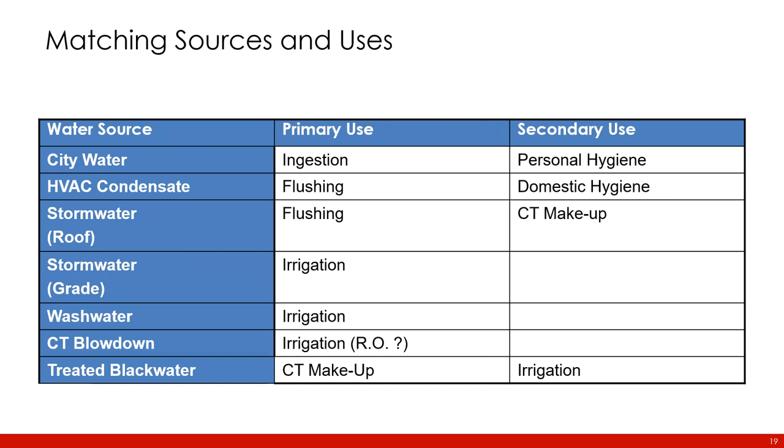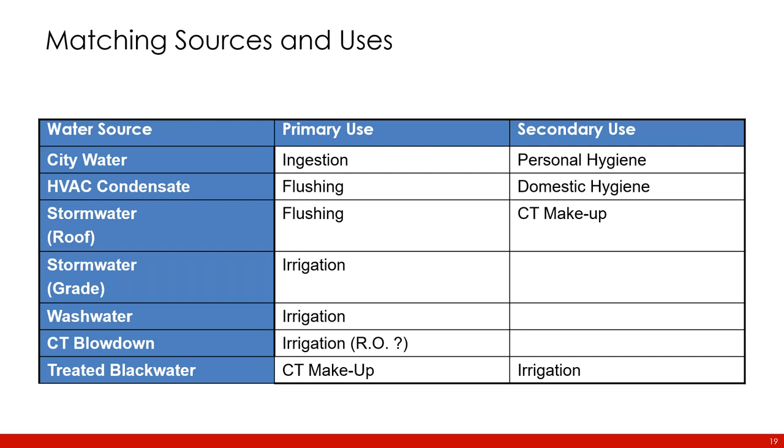So if we look at matching our sources and end uses, city water, we can drink it, we can use it to wash our face, our hands, our bodies. HVAC condensate, we can use it to flush toilets. We can also use it for domestic hygiene. We could wash our clothes in it. Potentially, if we use a germicide detergent, we could wash our dishes in it. And a lot of people, particularly women, like to wash their hair in distilled water because it results in less soap film clinging to their hair.